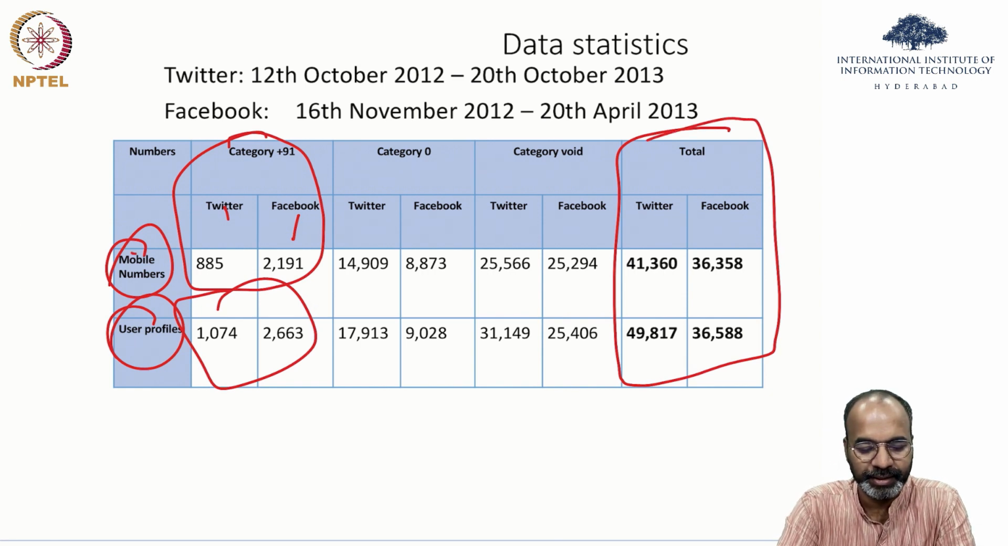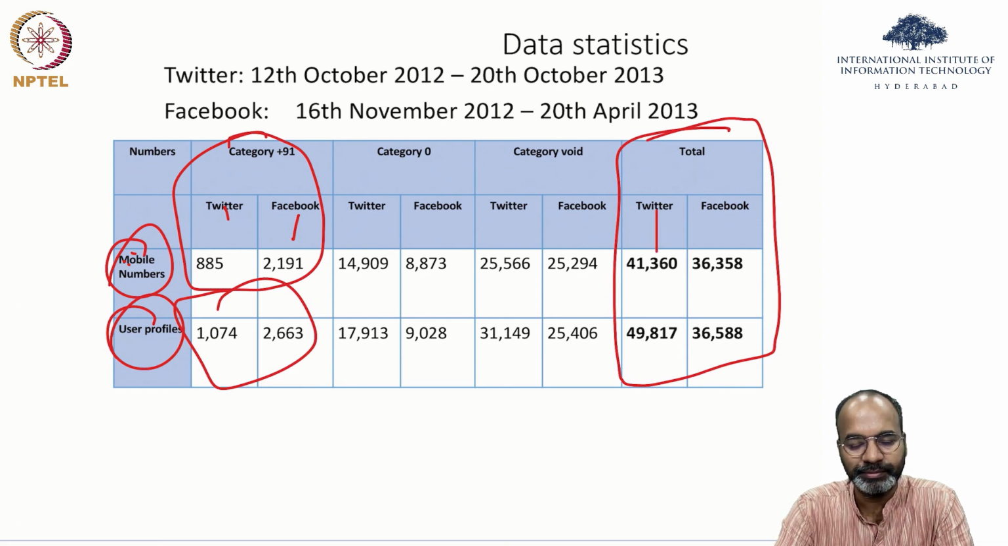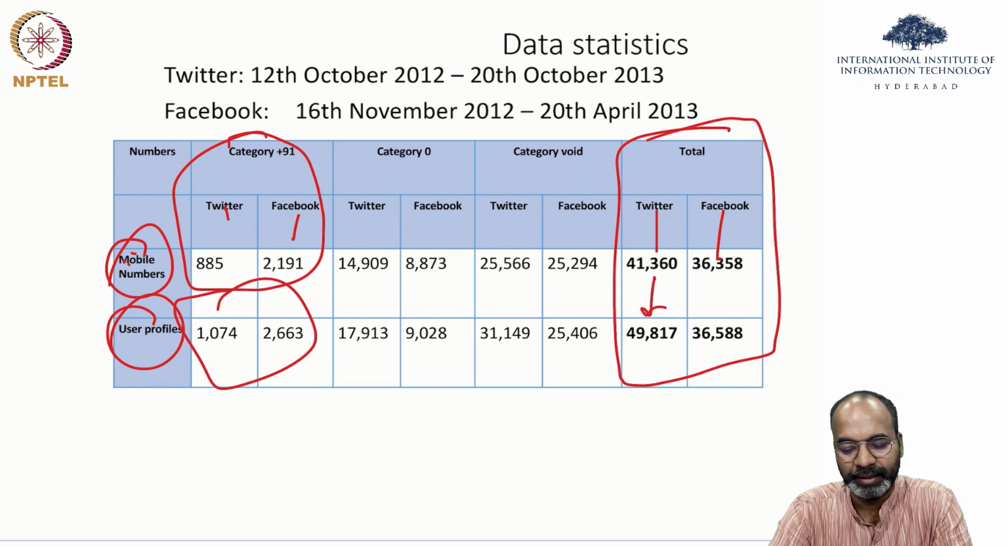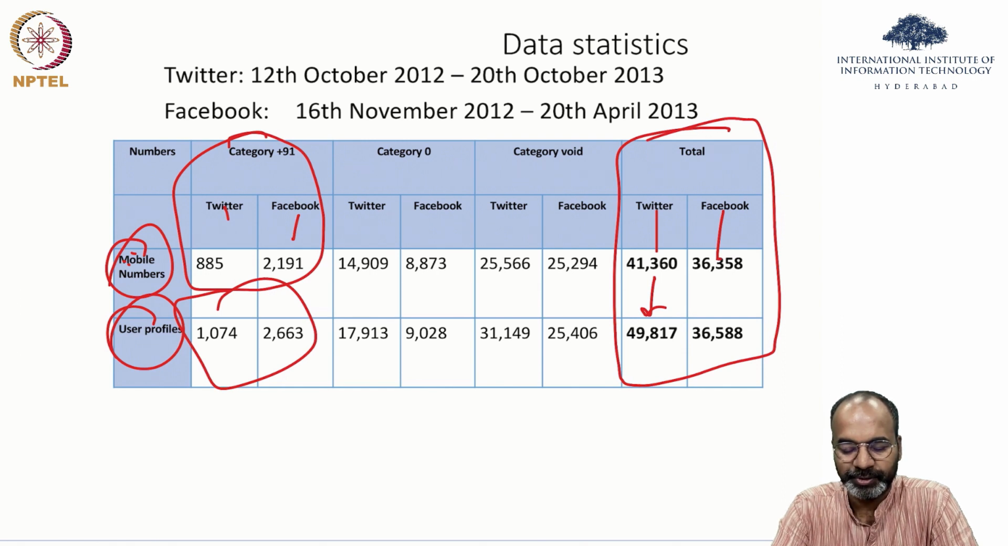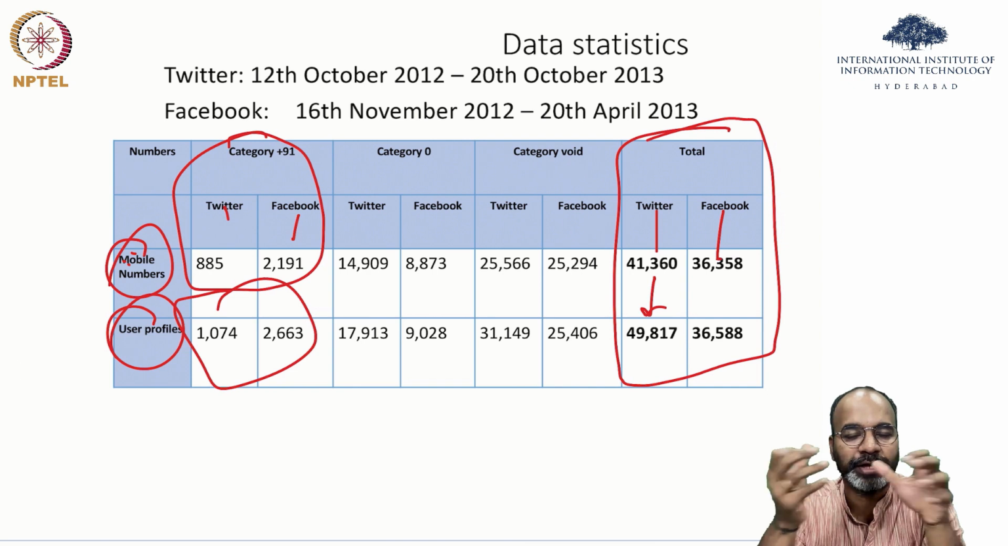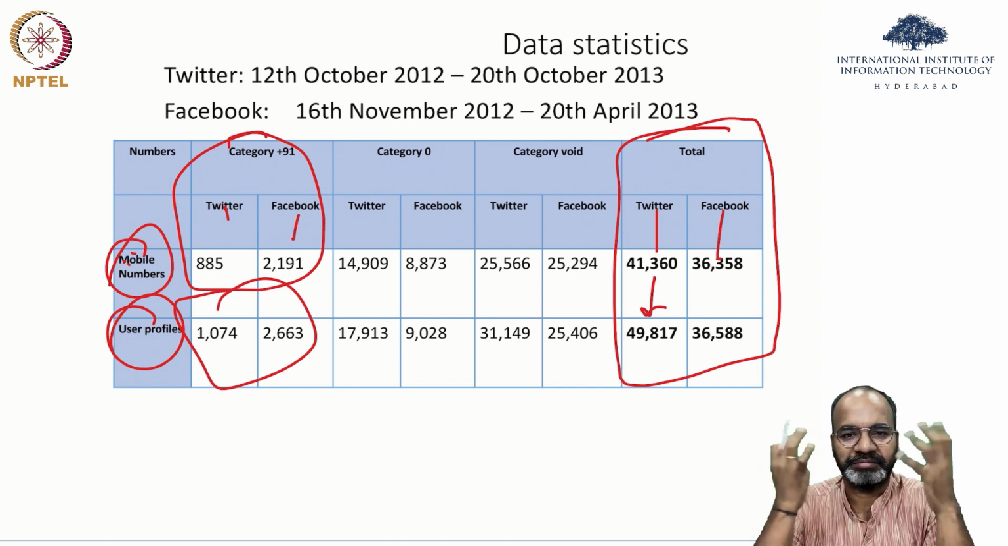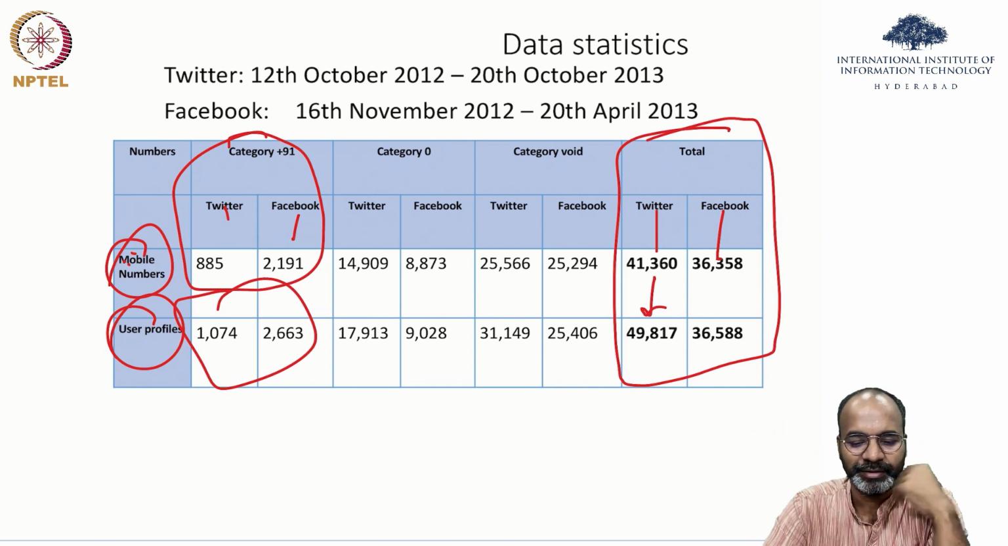This says that the total number of mobile numbers collected from Twitter is about 41,000. From Facebook is about 36,000. The number of people who posted these 41,000 numbers is 49,000 user profiles on Twitter, and on Facebook it is about 36,000 users. Right. Okay. So that helps you get a sense of what level of data you can actually collect, thousands of cell numbers are being collected.